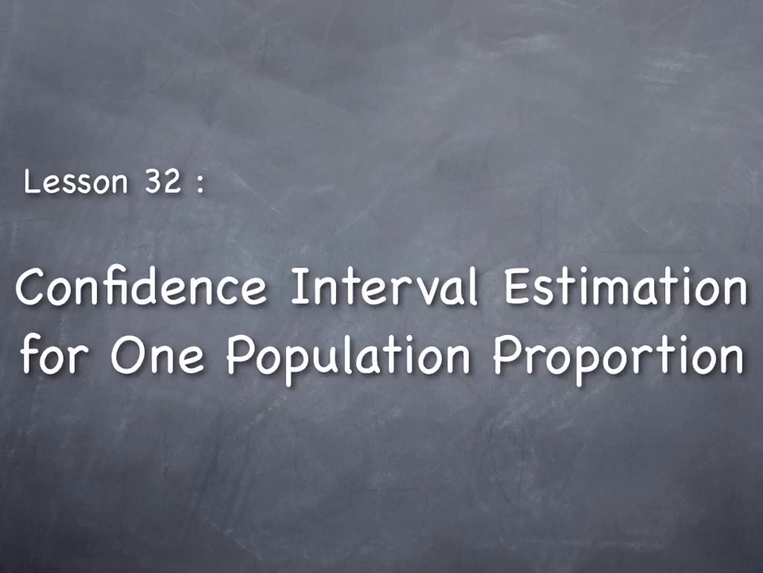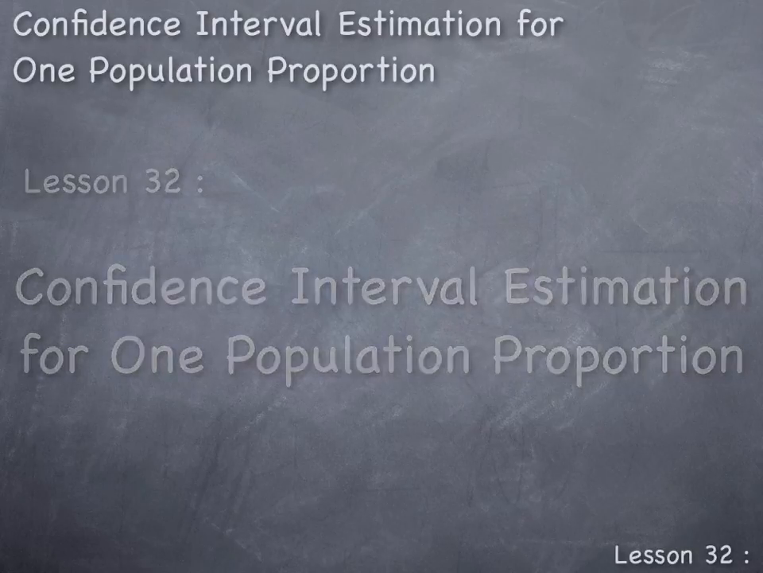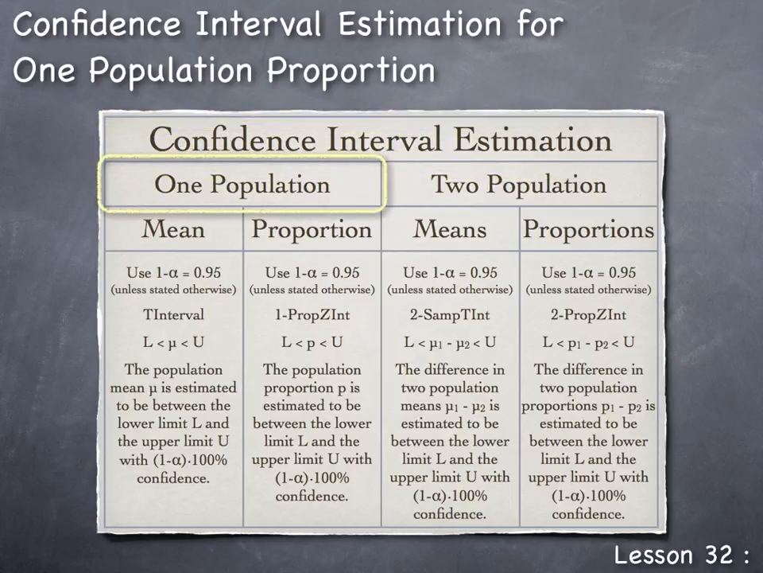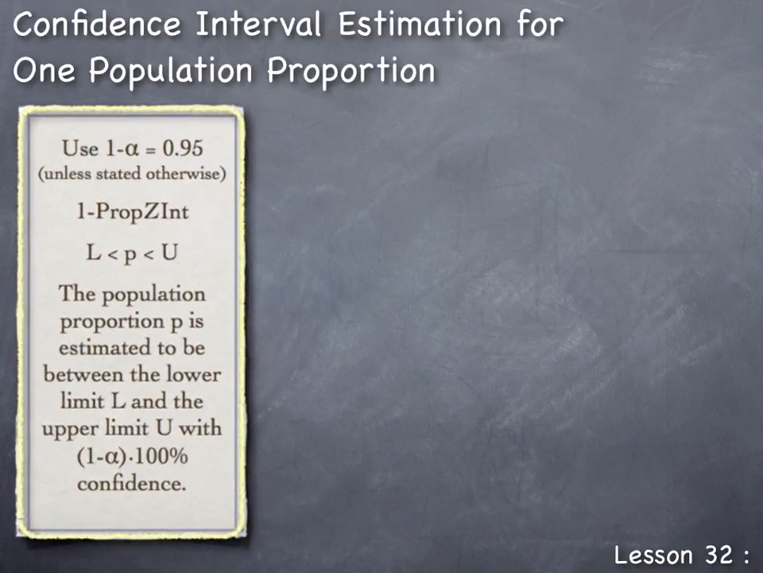Lesson 32, Confidence Interval Estimation for One Population Proportion. Now, if we're interested in estimating the value of some unknown population parameter, we can conduct a confidence interval estimate. And if this parameter comes from just one population, and the parameter is specifically a proportion, we can use the following as a guide to take us through the steps in the construction of our confidence interval estimate.